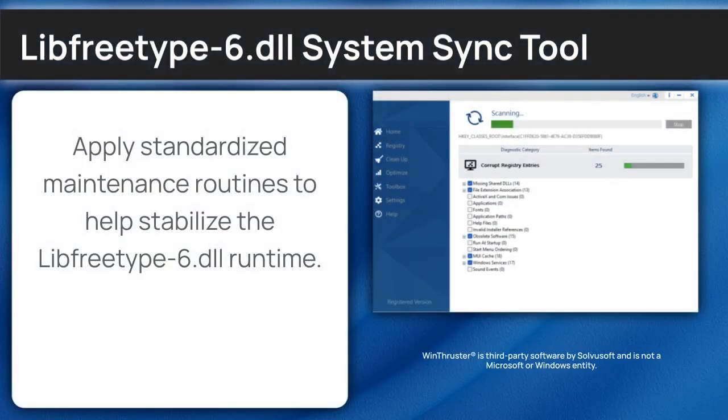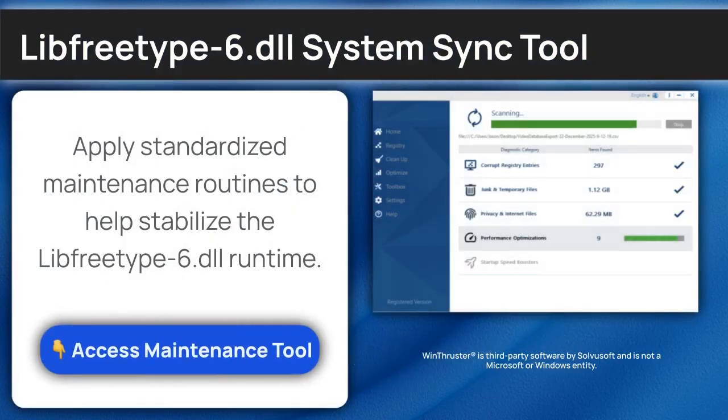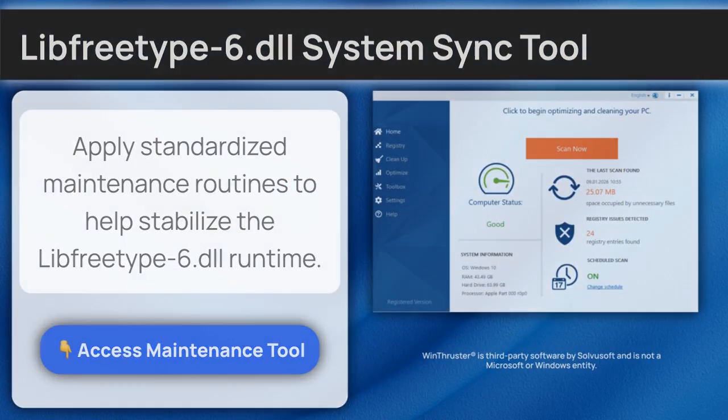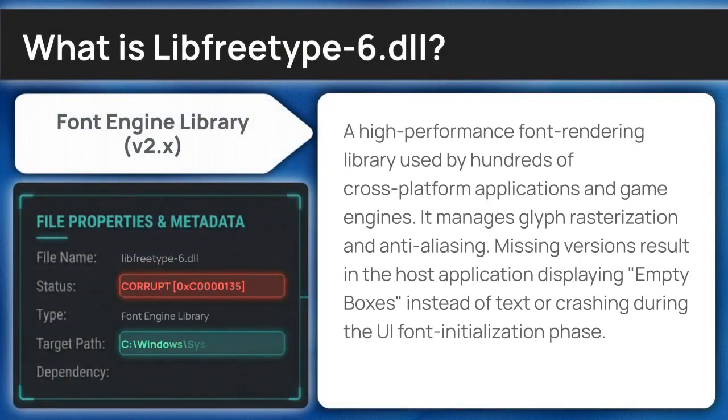To start our troubleshooting for libfreetype-6 library, you can follow my manual steps or use a utility for a clean environment review. This is the libfreetype-6 library, a high-performance font rendering library used by hundreds of cross-platform applications and game engines. It manages glyph rasterization and anti-aliasing. Missing versions result in the host application displaying empty boxes instead of text or crashing during the UI font-initialization phase.